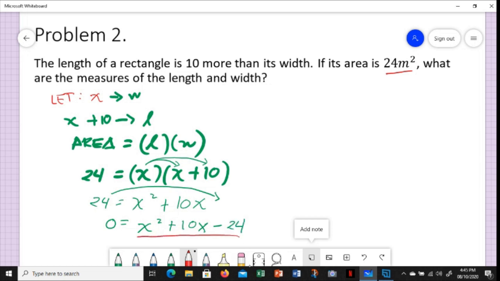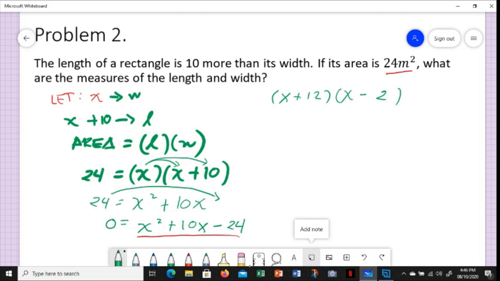Now as you can see here, we have a general trinomial. So we need to find the factors of this trinomial so that we can solve for the length and width. We need to look for factors of negative 24 in which the sum is 10. The possible factors will be positive 12 times negative 2. Then we just need to apply the square root on the first term. So the square root of x squared is x, square root of x squared again is x. So these are the factors.